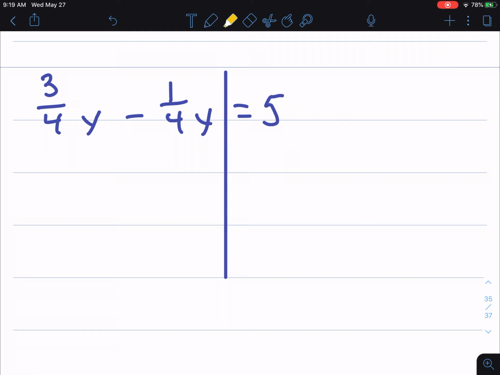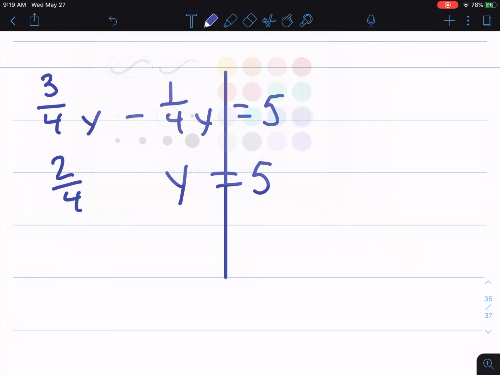Next one is 3/4 y minus 1/4 y equals 5. I'm going to draw my line here. Now I know that I have to combine these like terms on the left-hand side, so 3/4 y minus 1/4 y, and since they both have the same common denominator, I can just subtract 3 minus 1, and that's 2/4 y equals 5. Now I can reduce that fraction, that 2/4 y. I'm going to move my y over. So I know that 2/4 is just 1/2, so I'm going to reduce it to 1/2 y. Okay, so 1/2 y equals 5.